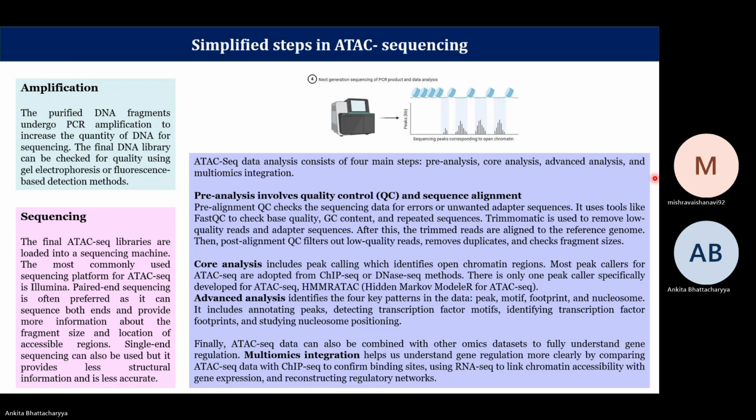What does that entail? That entails peak calling, which allows you to identify open chromatin regions. Most peak callers are adopted from ChIP-seq or DNA-seq methods, and there's only one peak caller that is specifically developed for ATAC-seq, that is called HMMRATAC, which is the hidden Markov model for ATAC-seq.